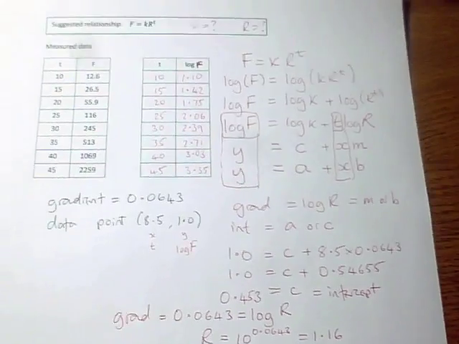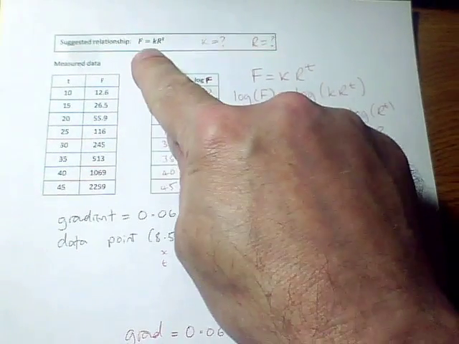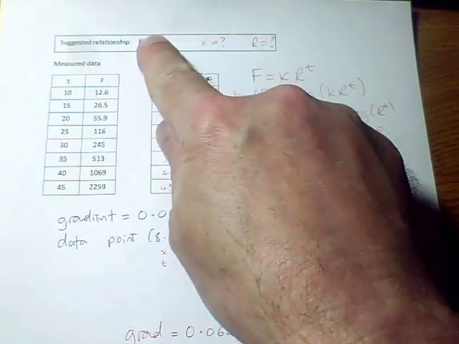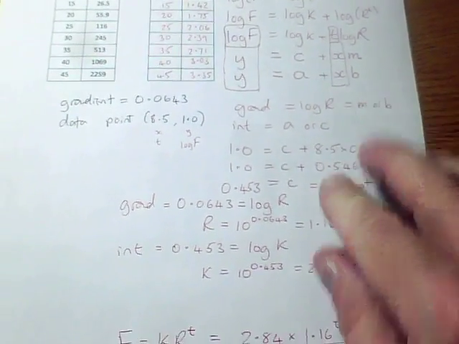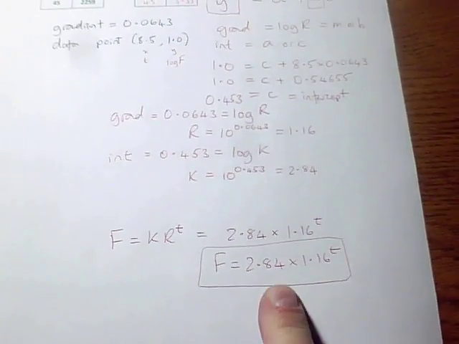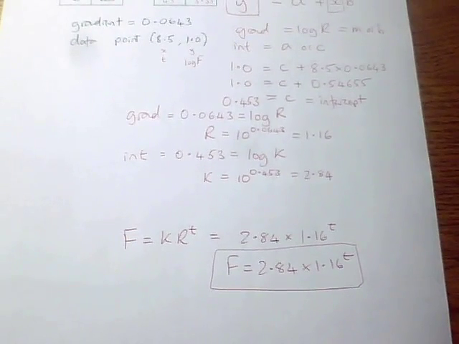So in summary, that's how we can start with a table full of data and a proposed relationship, this is an exponential law, and get the actual relationship that it stands for. So I hope that makes sense.